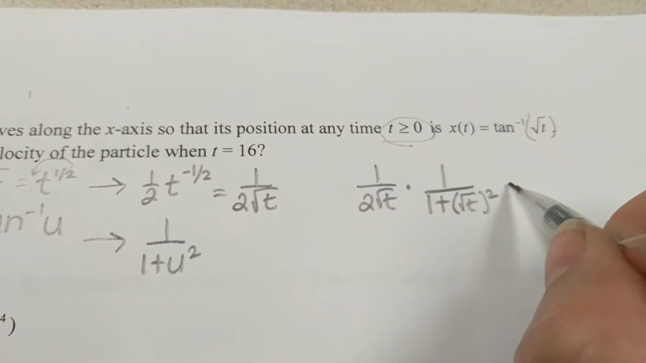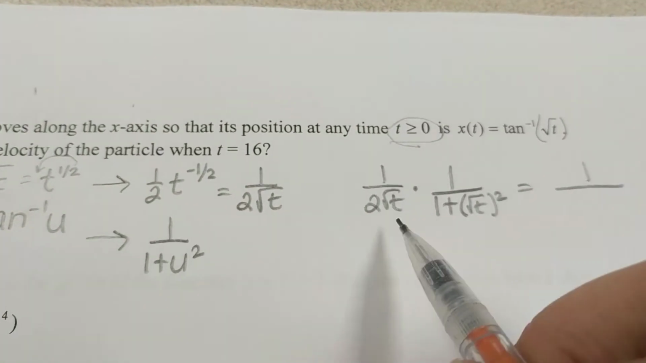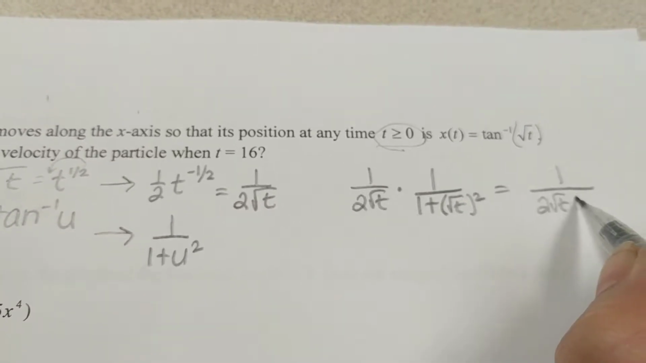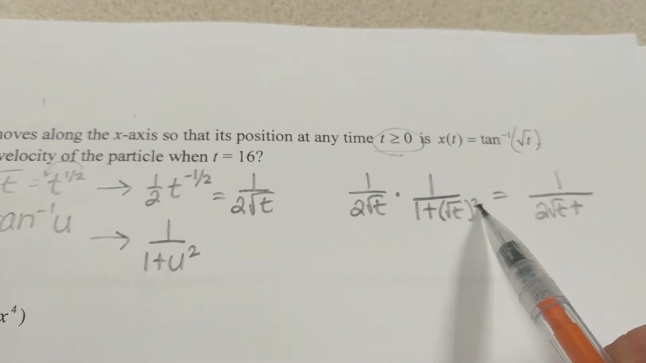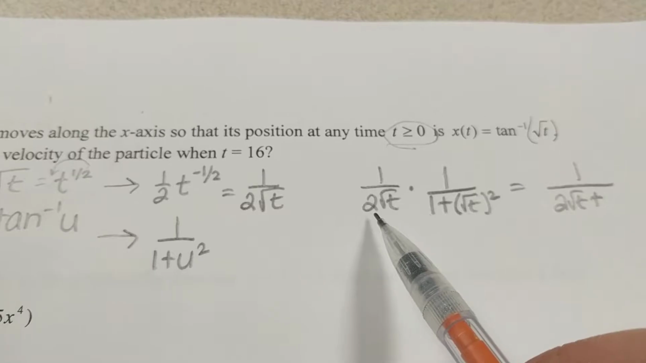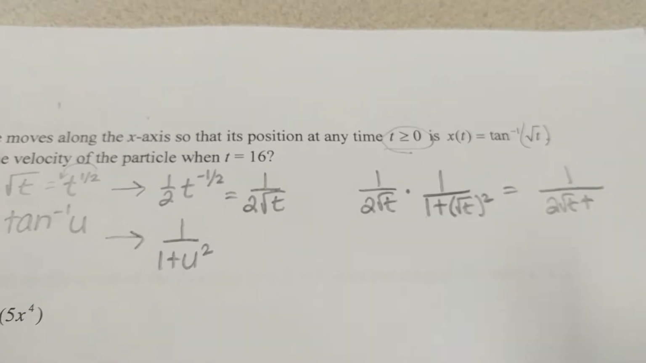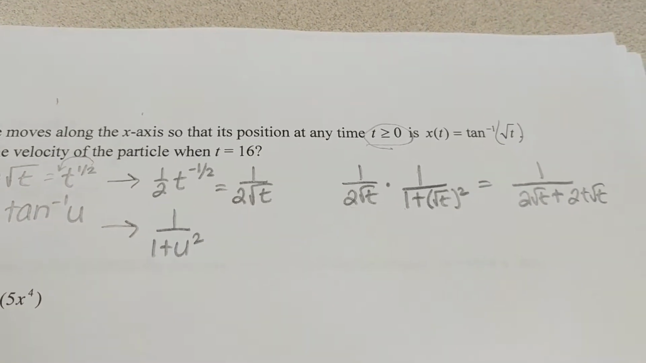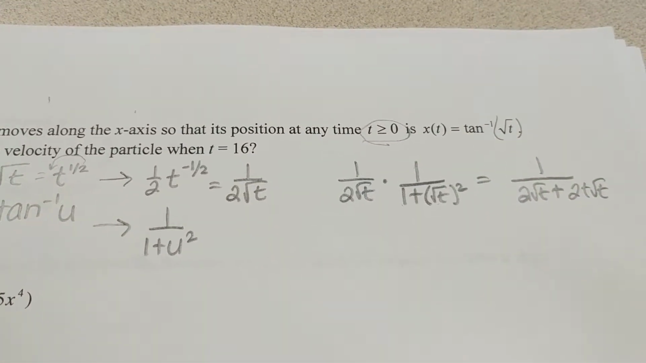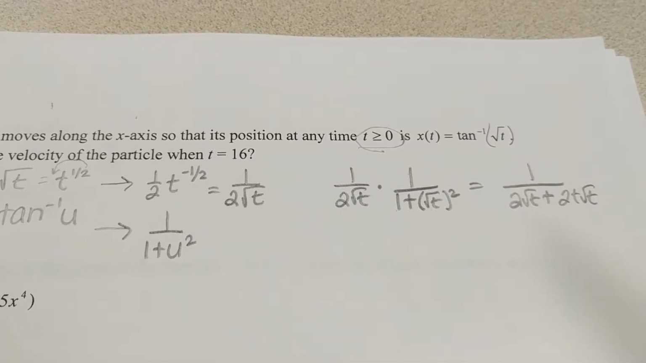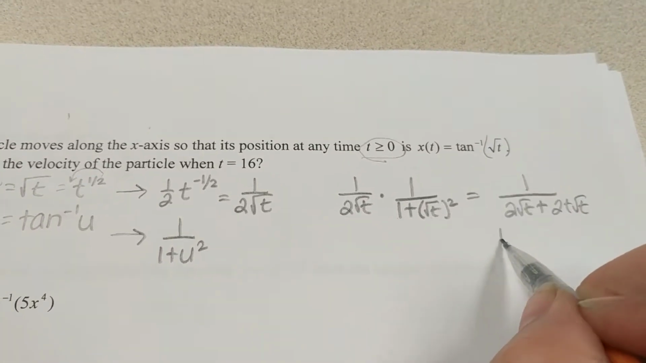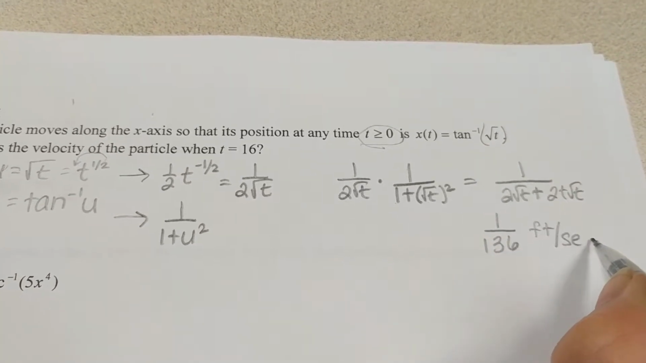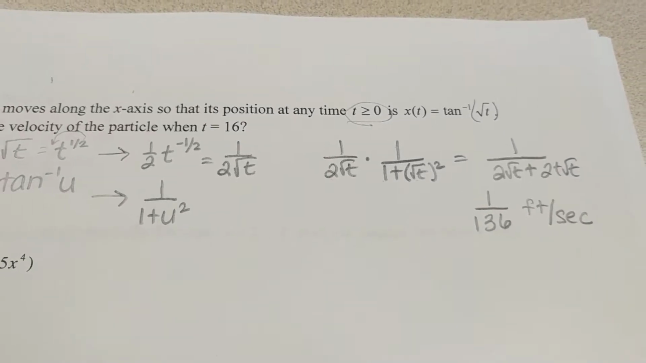So when we put all of this together, 1 times 1 is 1. And then I get 2 square roots of t times 1. Square root of t squared is just t times 2 square roots of t. So we get 2t square root of t. And now we plug in 16. So go ahead and plug in 16. And you get 1 over 136 feet per second. So there's our velocity.